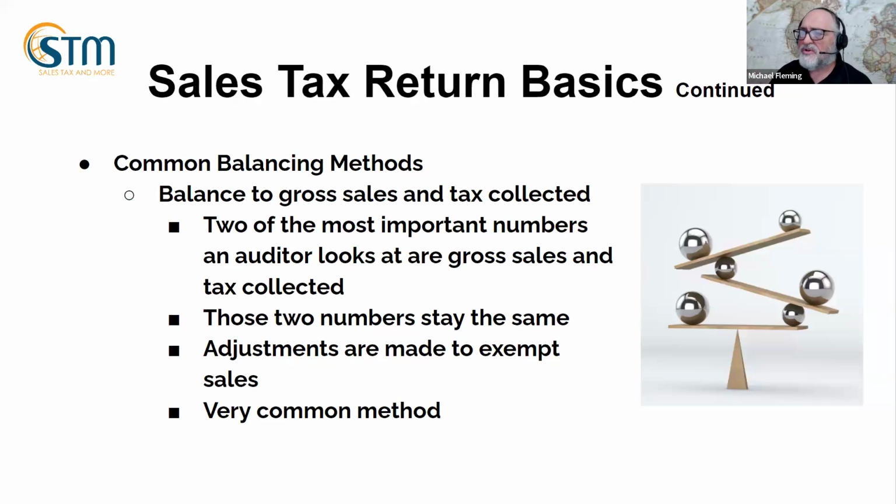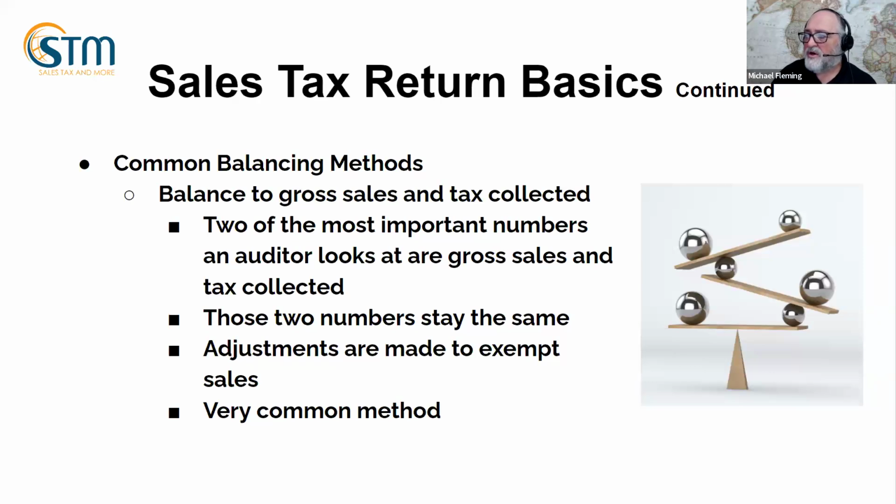Because we believe those are the two most important numbers that an auditor is going to look at. They're going to look at your gross sales and your tax collected, and they want to make sure that all of your tax collected has been remitted. So that's why we balance to those two numbers.